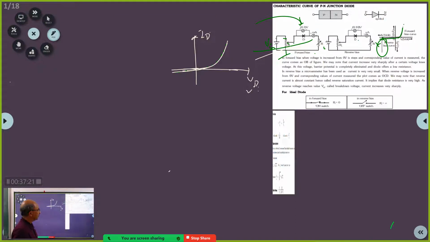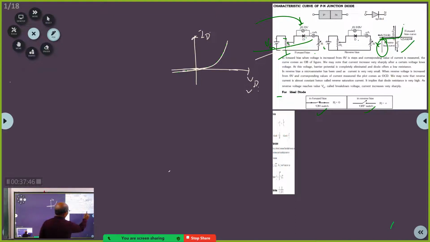Okay, got it? Sir, is VD the output potential or the potential across the diode? VD is the potential across the diode. VD stands for the potential across the diode. That is VO. See, this experiment is to get these characteristics.